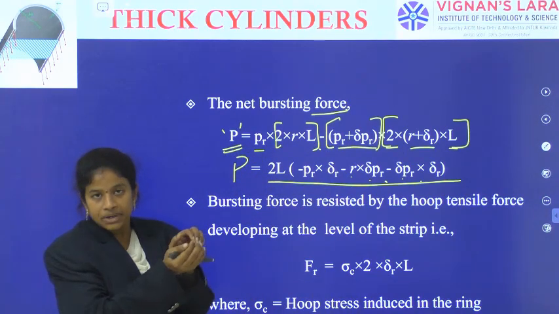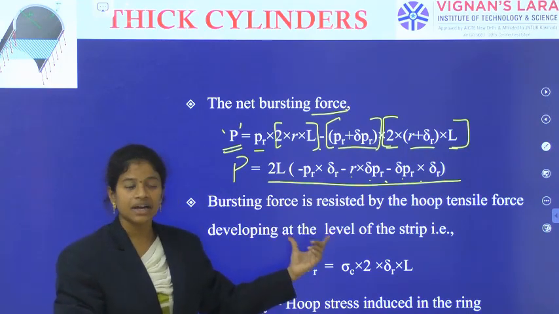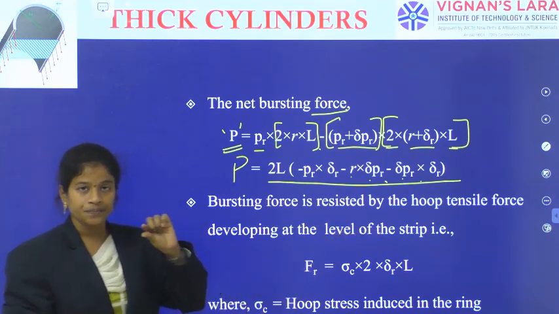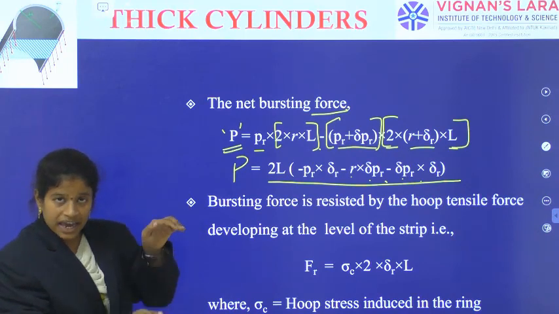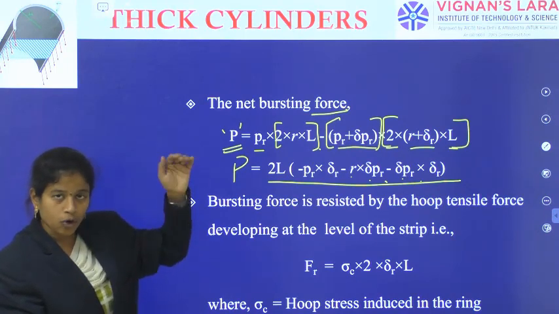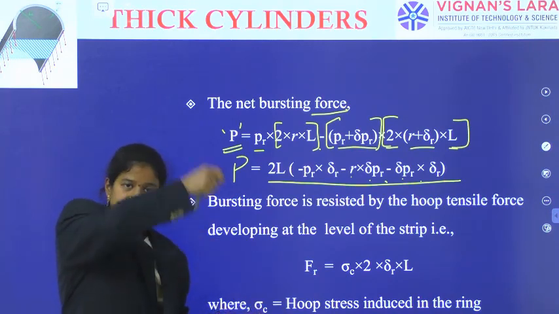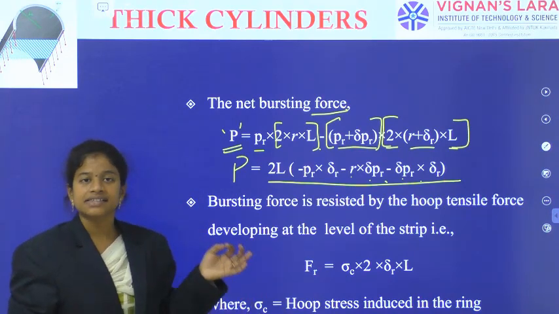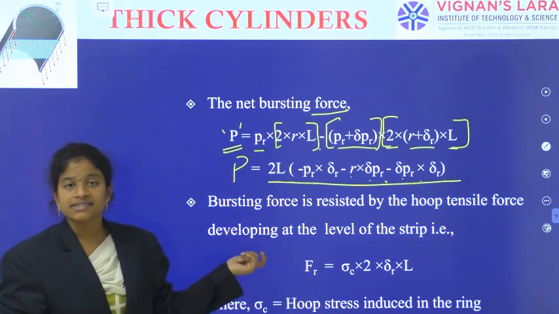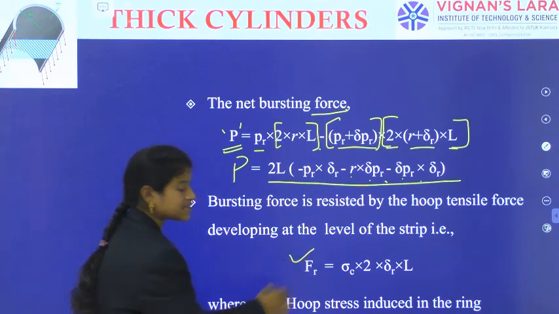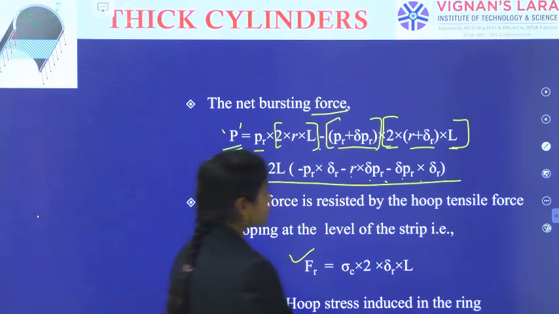This bursting force is being resisted by the tensile force which is developed at the level of a strip. So at that particular strip, some resisting force is still stopping, as this upper hemisphere is trying to go up or this lower hemisphere is trying to go down. The corresponding sigma c, the circumferential stress, is still resisting the particular strip. So what is the resisting force? That resisting force Fr is equal to what? We can observe from here.